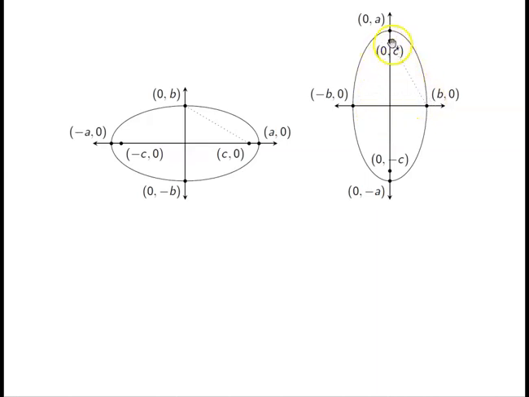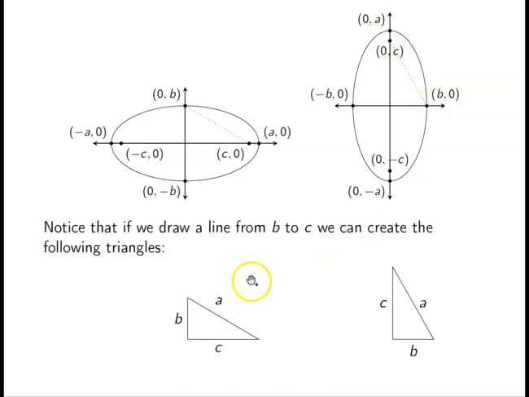So if this distance here and this distance here are the same because it's in the middle, that allows us to draw a triangle where I have a distance of b, a distance of c up to the focus, and I know that this hypotenuse is a. Again, the distance from a focus to any point and back to the other focus is always 2a. It's always the same as the major axis length.